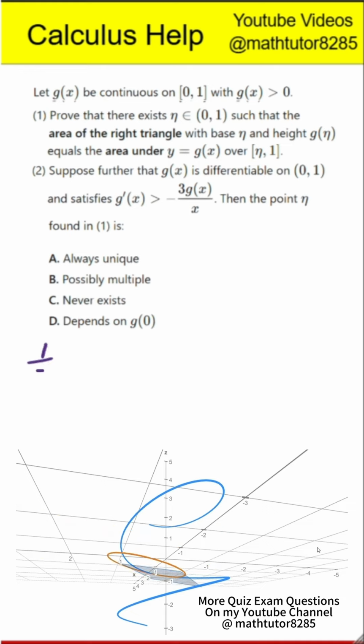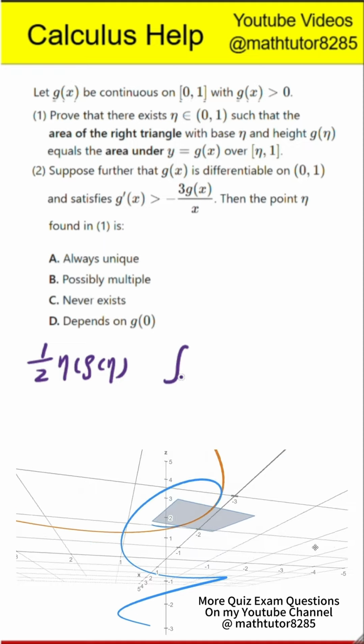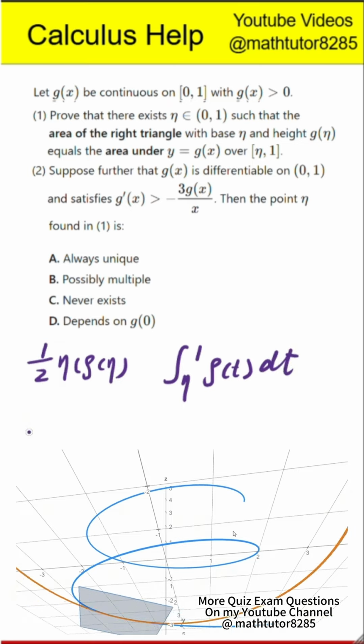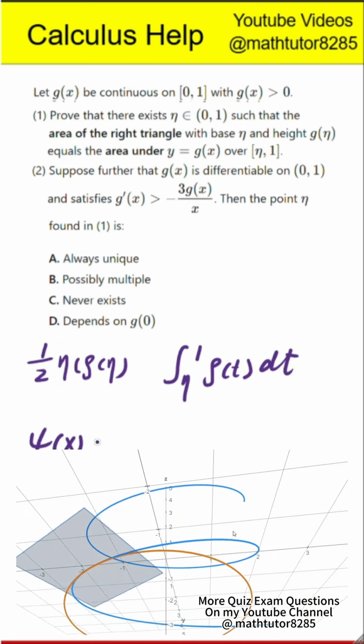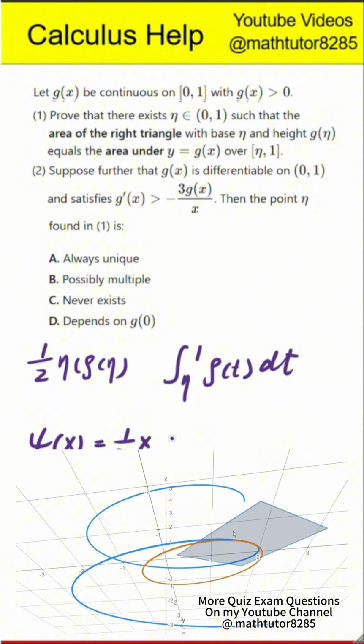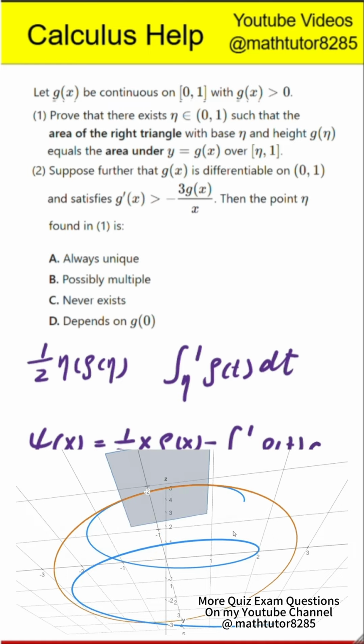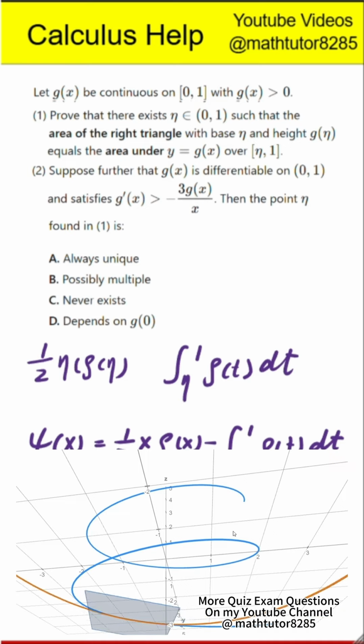First step, setting up the equation. We express the geometric condition as an equation. The area of the triangle is 1/2 times eta times g of eta. The area under the curve is the integral of g of t from t equals eta to t equals 1. Therefore, we define a new function called psi of x equal to 1/2 times x times g of x minus the integral of g of t from t equals x to t equals 1. We need to show that psi of x has a 0 somewhere between 0 and 1.